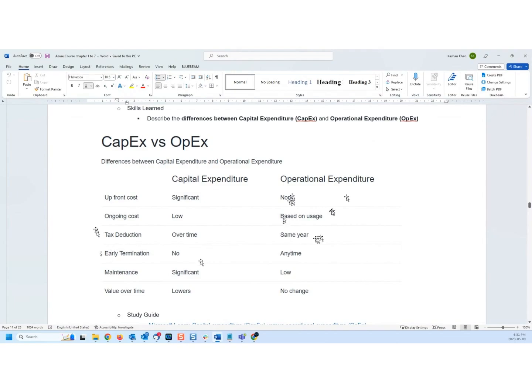Early termination, you cannot do this. Once you purchase the hardware, you are stuck with it. You cannot get rid of it. If you decided that you want to close down this delivery business, you will have to sell your business to some other party until you have a buyer. You are stuck with it. You cannot do any early termination. With the operational expenditure, yes, you can terminate your Azure services. You can cancel your subscription on the 14th day and you will be done with it.